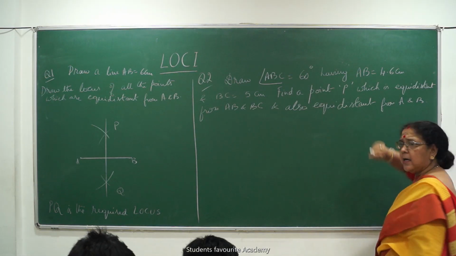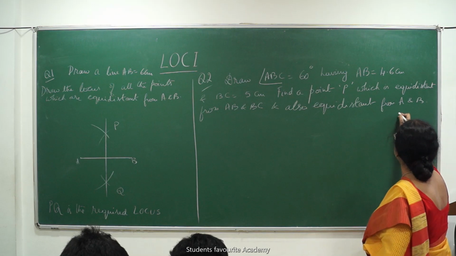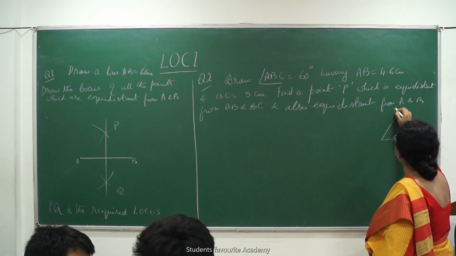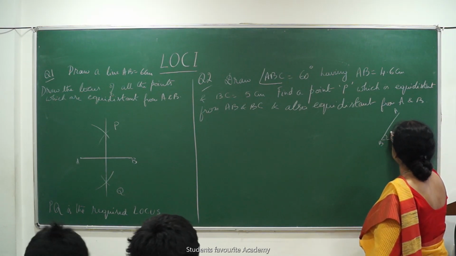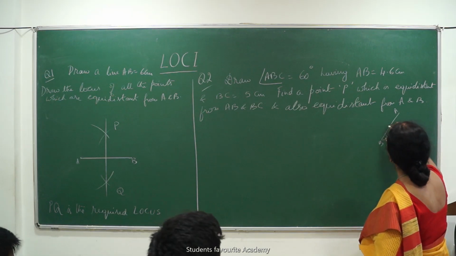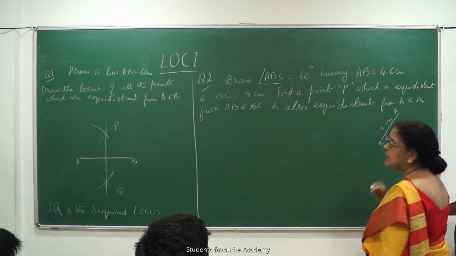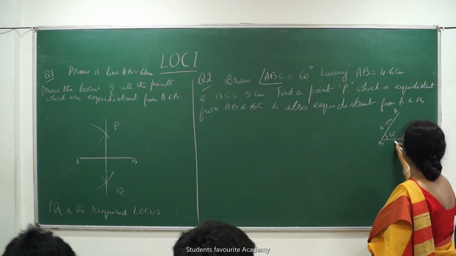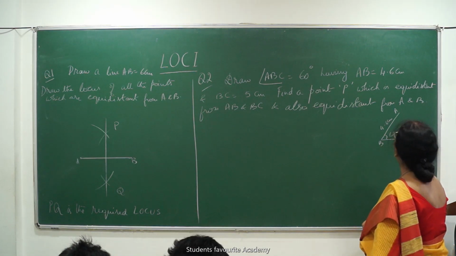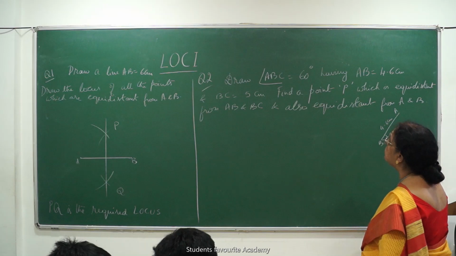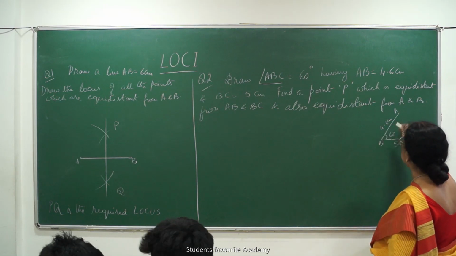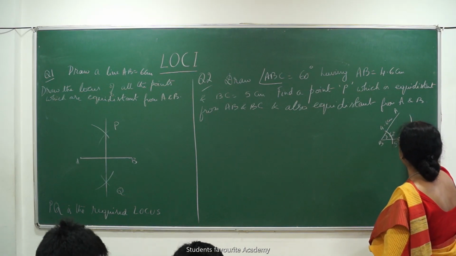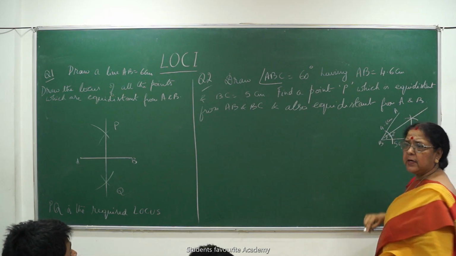So in these diagrams, if you draw a rough sketch, many times it becomes helpful. So A, B, C, this is 60 degrees. AB is given as 4.6 centimeter. This rough sketch is not compulsory, but if you draw it will become easy for you. BC is 5 centimeter, angle ABC is 60 degrees. And now we have to find a point which is equidistant from AB and BC. So what we will draw? We will draw the angle bisector. You remember in smaller classes you have learned how to draw the angle bisector.